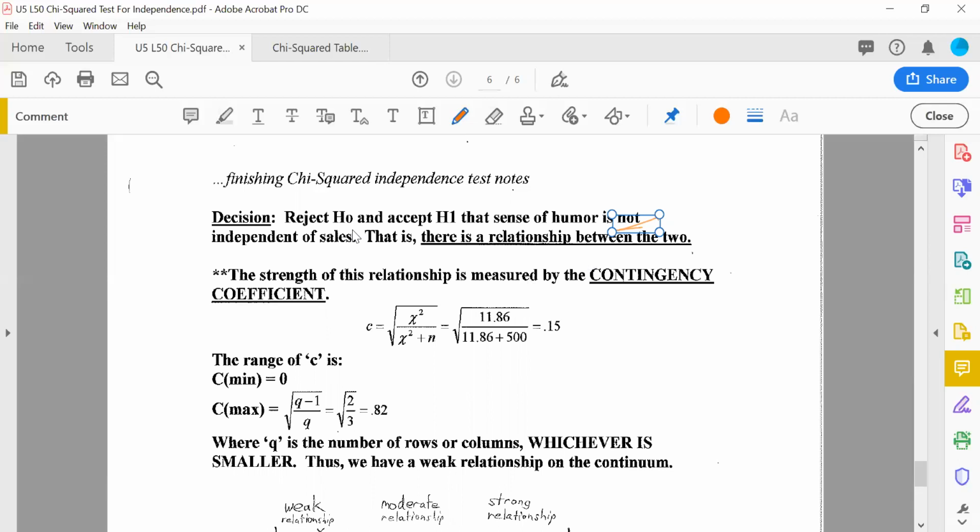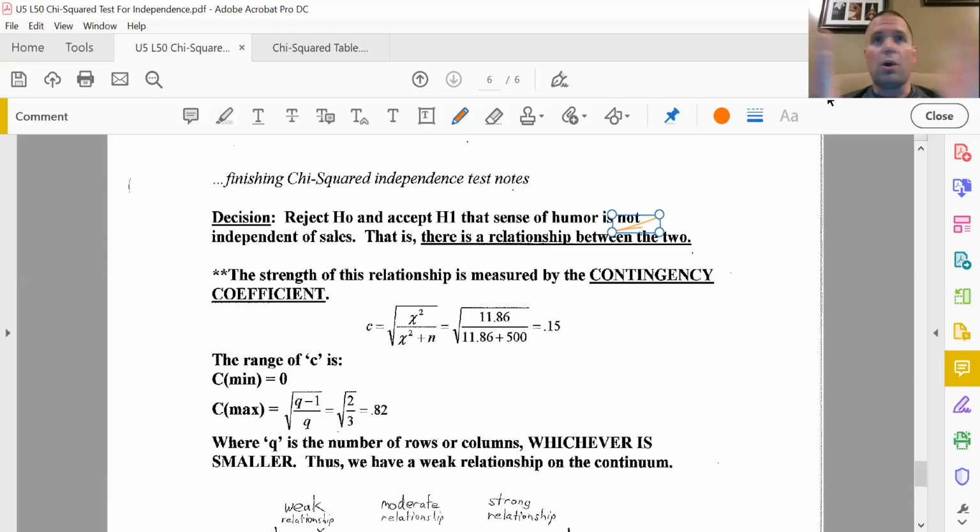And guess what? Let me go on video for a second. If sense of humor is independent of sales, you're done. No best point estimate, no anything like that. They're independent. They just have nothing to do with one another. Okay, but we didn't say that now. We said that they are, in fact, dependent upon each other.